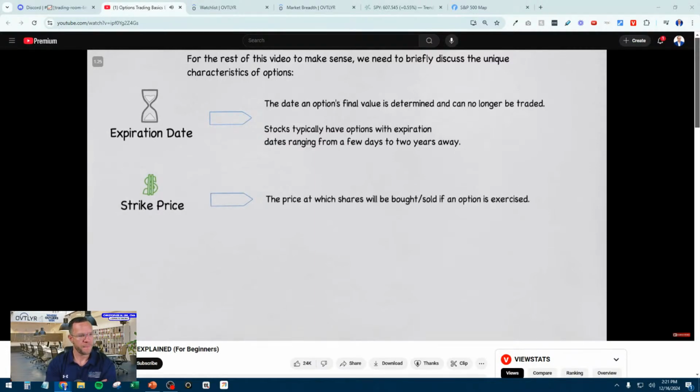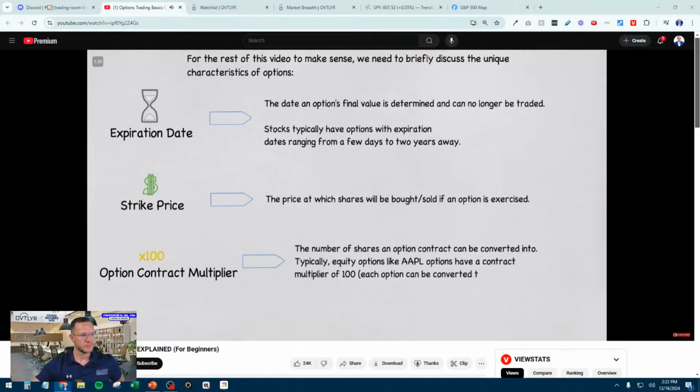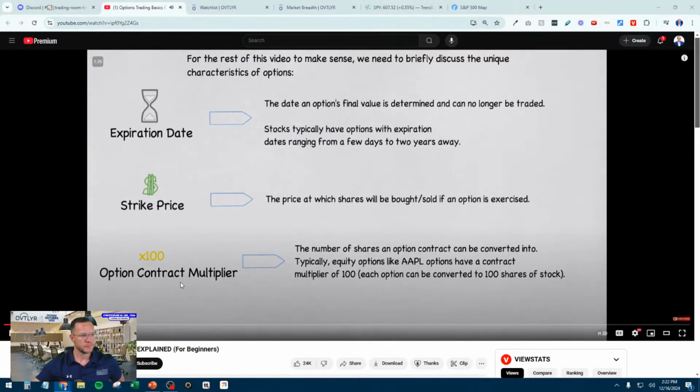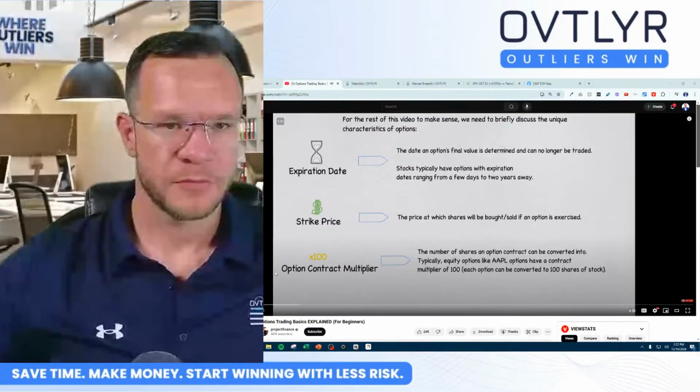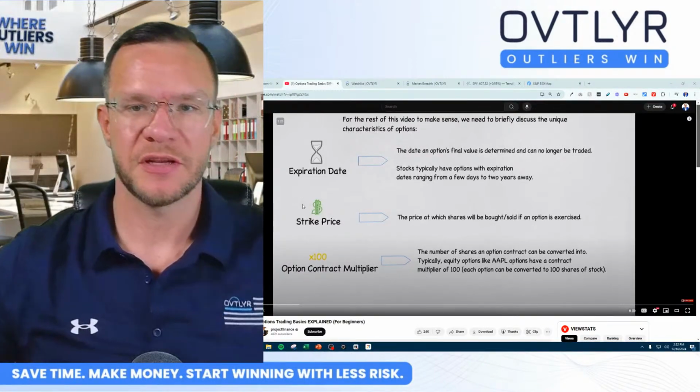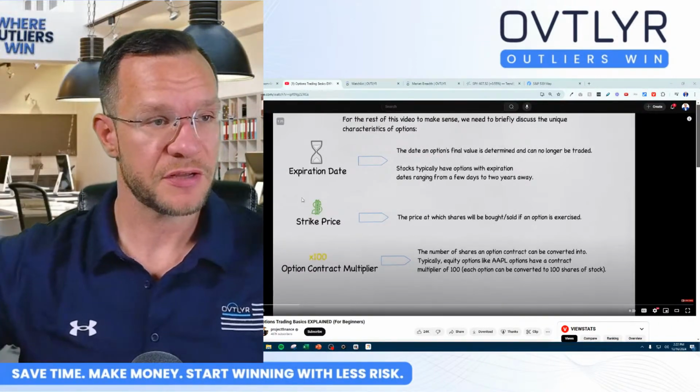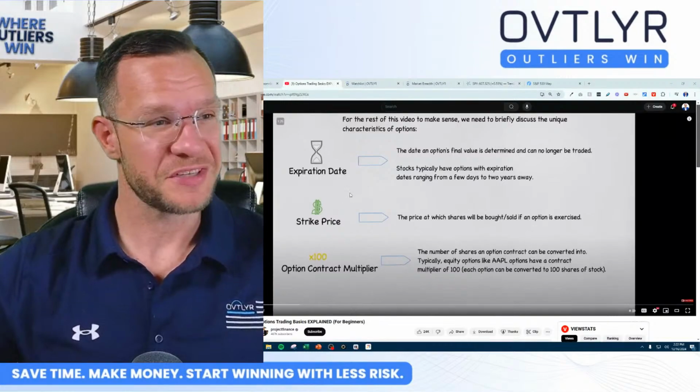Now, I know this is confusing, but stay with me because everything is going to make complete sense in a couple minutes. Now, the last characteristic that we need to talk about is called an option contract multiplier, which in the simplest terms is the number of shares that the option contract can be converted into if that option is exercised. And I know Mike asked this once in the Discord. It's always 100, at least in American style options. I've never seen a time where it's not 100.